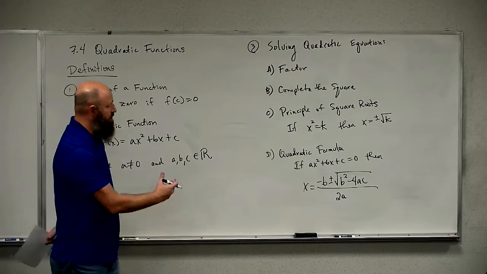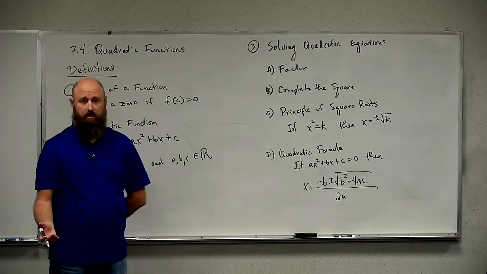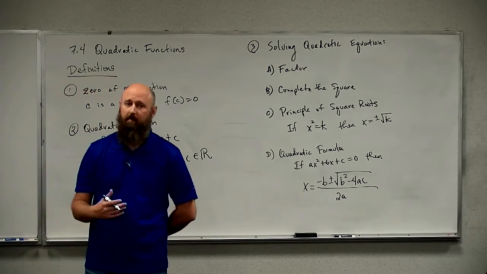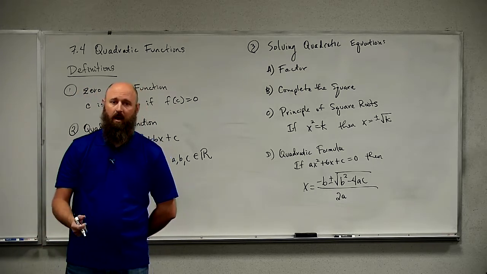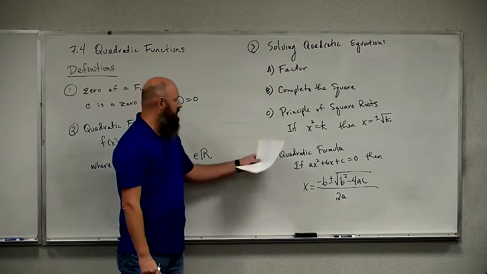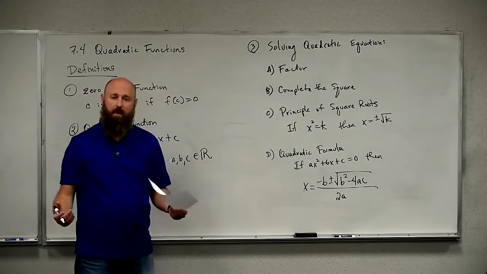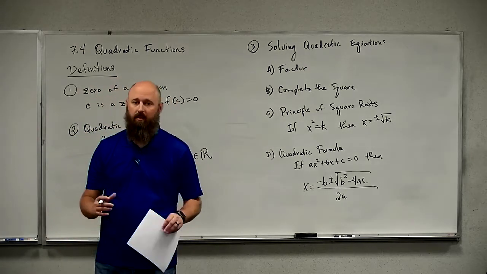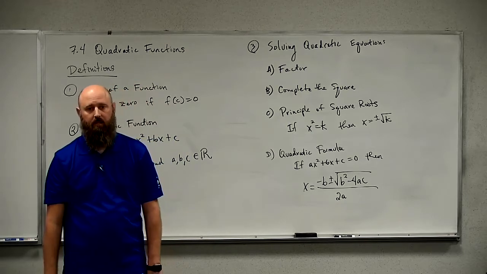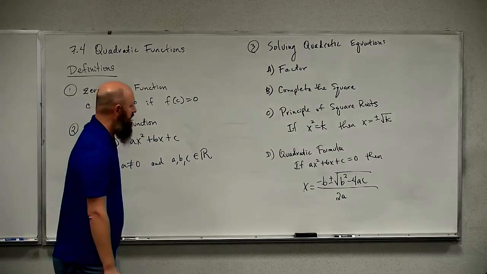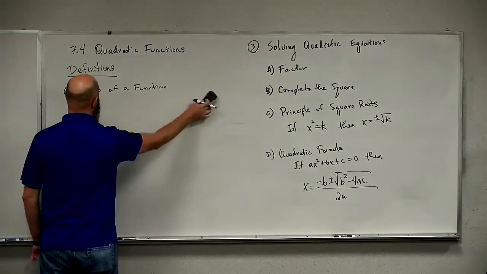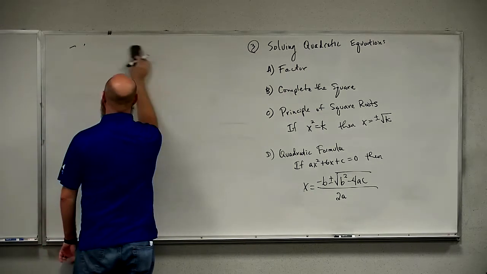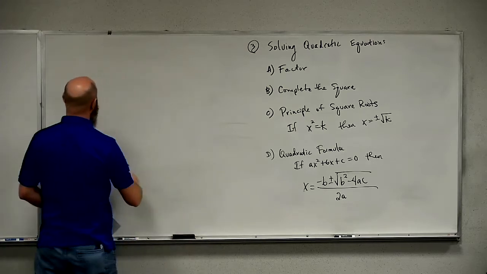Now, the good thing about the quadratic formula is it always works. No matter what our a, b, and c are, it's always going to work, whereas factoring doesn't always work. And then the principle of square roots is a special circumstance. So we can always fall back on the quadratic formula. All right, so let's get into solving using these things and seeing what our problems look like.